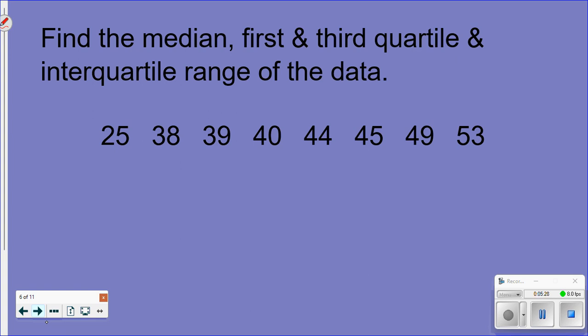I can tell right away that I'm going to have to add these two together and divide by 2. So I think it's going to be 44. Or 42, my bad. It's going to be 42. So my 42 is my median. Okay. Now, since I had to add these two together to find my median, I'm going to use this whole set of data to find my quartile 1.